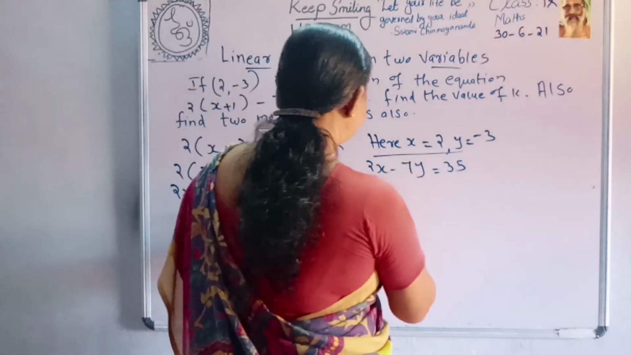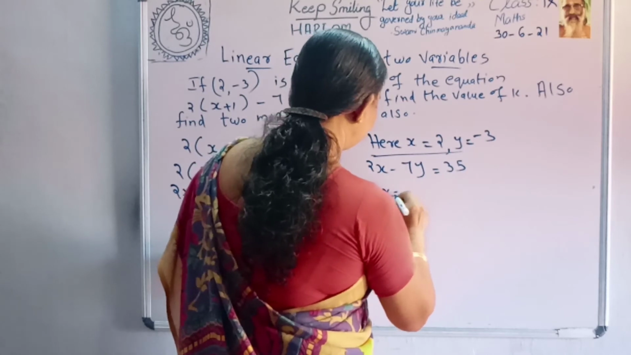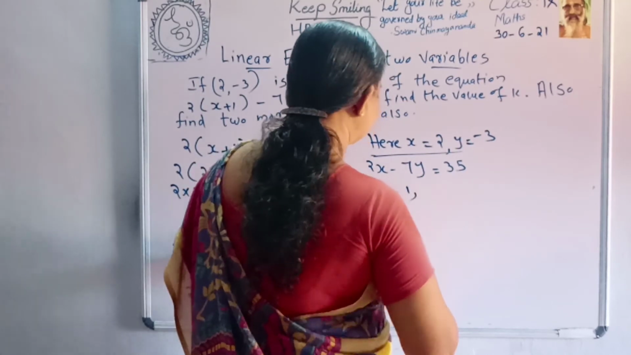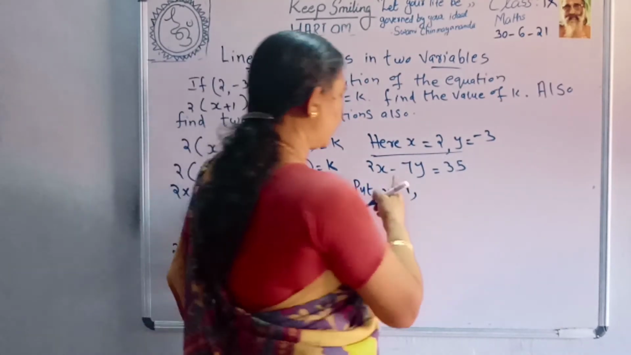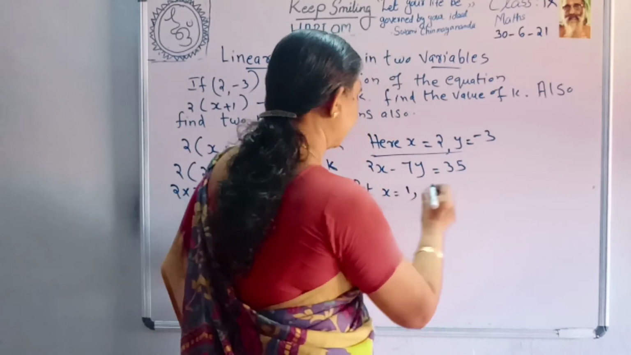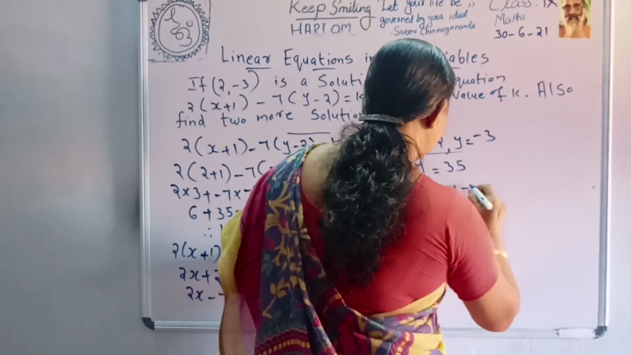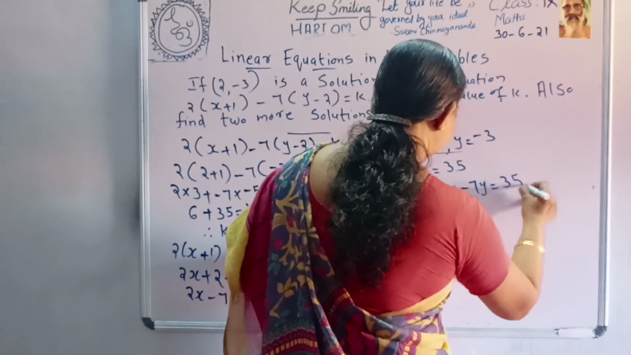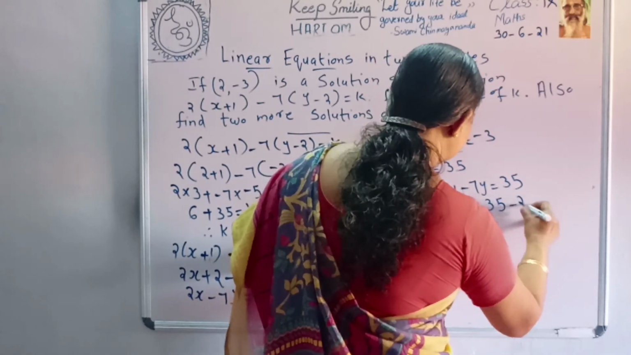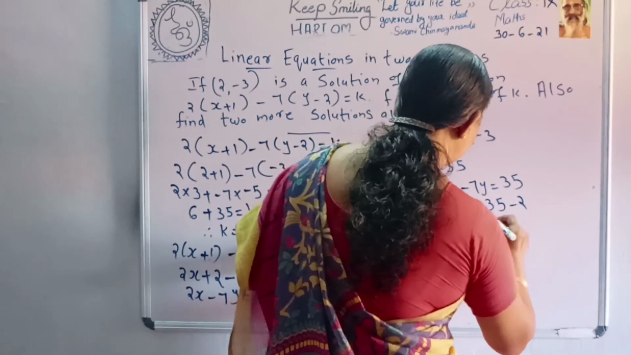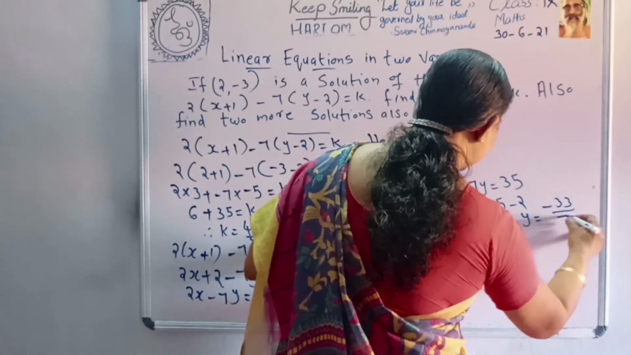Then we can put a value for x first. Put x is equal to 1. Then what is the value of y? If we put x is equal to 1, then the equation is 2x minus 7y is equal to 35. So 2 into 1 minus 7y is equal to 35. That is minus 7y is equal to 35 minus 2, or minus 7y is equal to 33. Then what is y? Y is equal to minus 33 by 7.